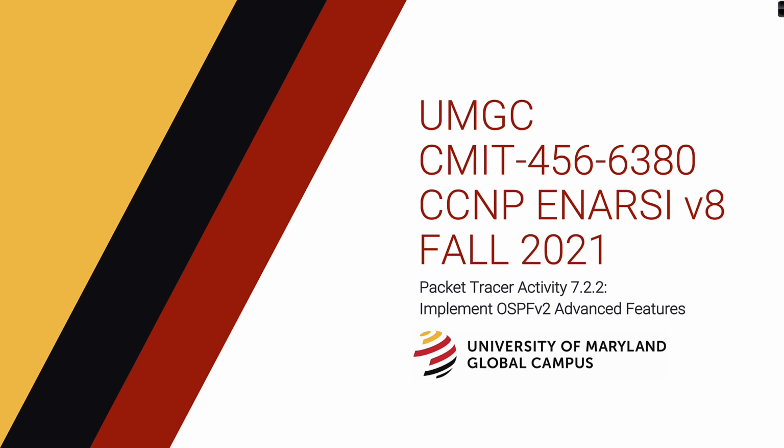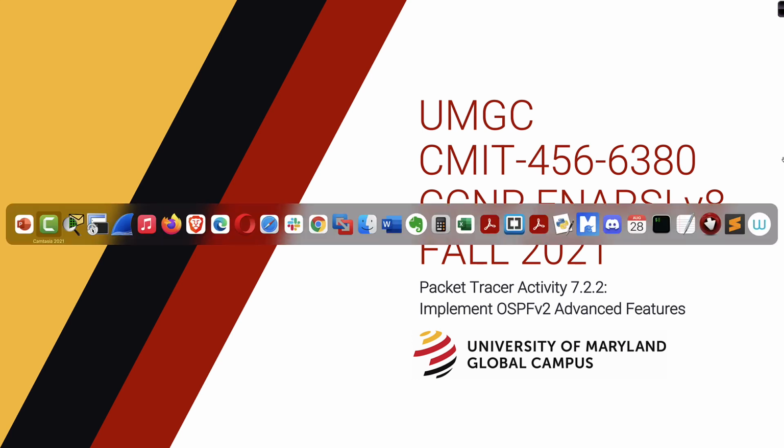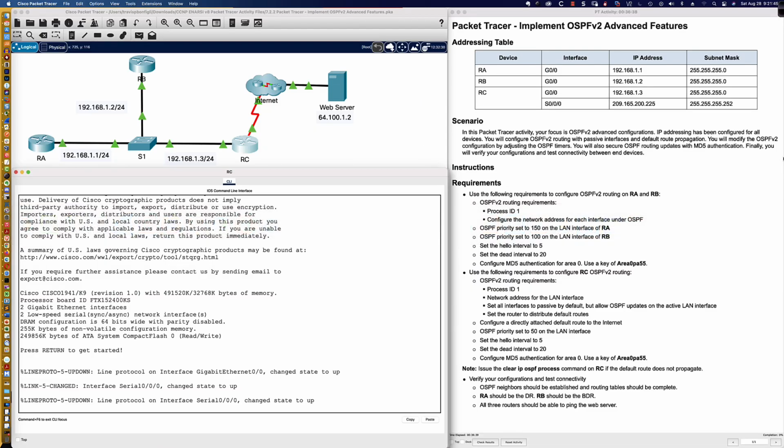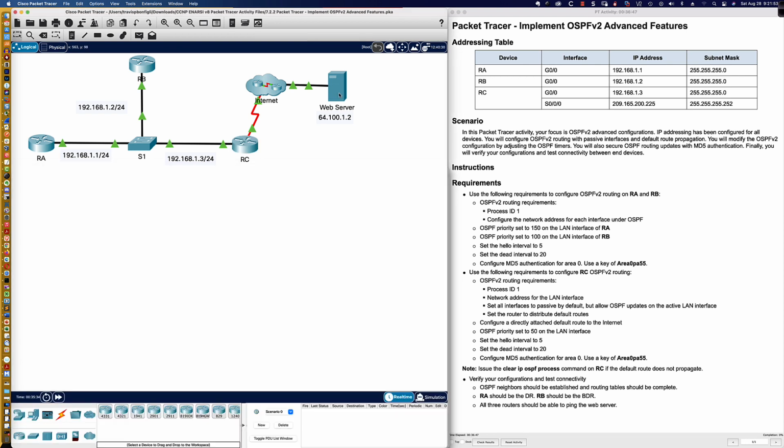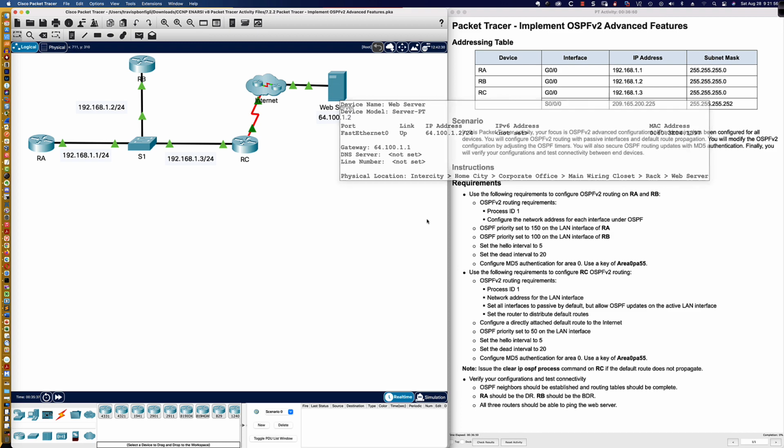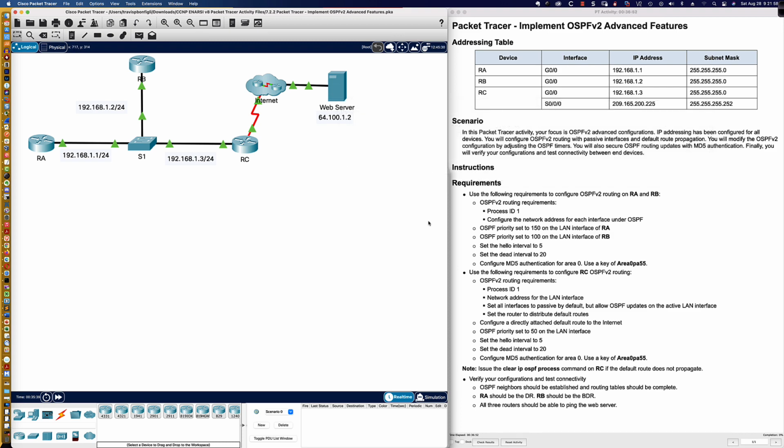And so this is Packet Tracer Activity 7.2.2. So let's take a look at Packet Tracer Activity 7.2.2. You can see here we have a basic LAN setup with routers A, B, and C. And then we've got our web server out here, out to which we're going to be testing our connectivity. So this activity, unlike some of the activities you've seen, is actually going to simply give you some requirements, and then you're going to have to implement those requirements based on the knowledge that you've acquired in this course to this point. So let's go ahead and dive in.